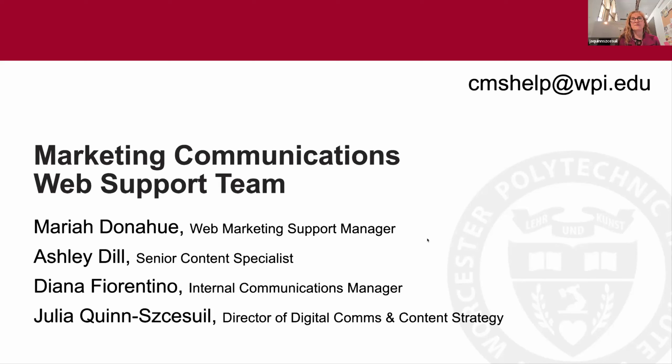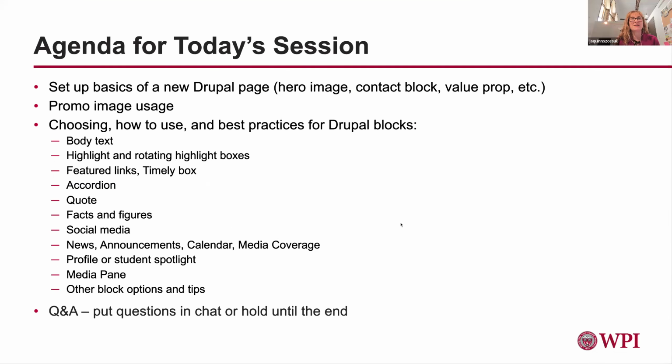So we are looking forward to this. There's a lot of information to get through today. We are going over all of the different blocks and boxes in Drupal when you're setting up a page and kind of how to use them, what they look like, how you'd set them up, what you'd use one for more than another. So that's going to include everything from, we call it the promo image or the hero image at the top. That's the big image on the top of a page. And then all of those different boxes and blocks that I'm sure you've all seen or used some way. Body text, highlight boxes and rotating highlight boxes, featured links, timely box.